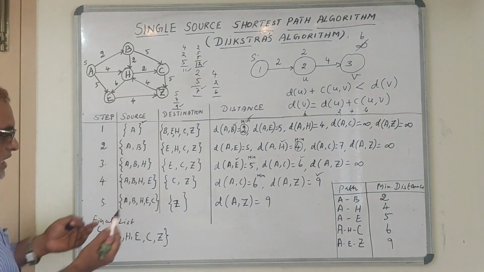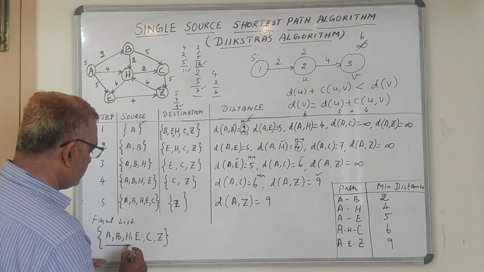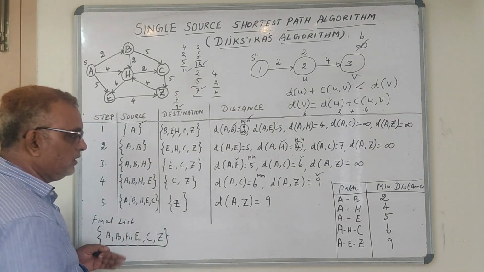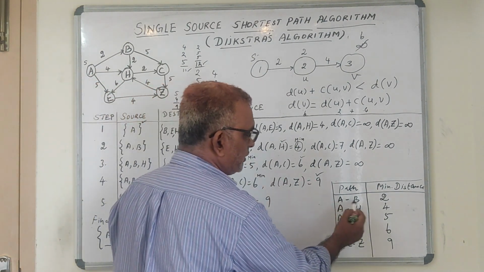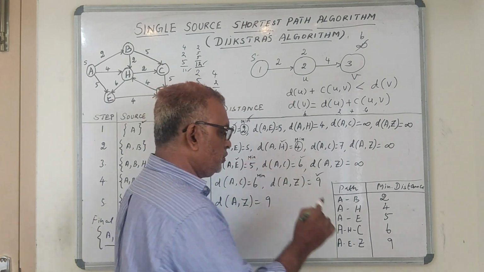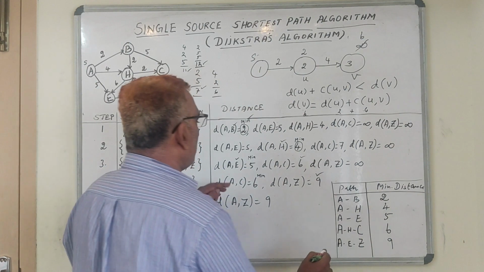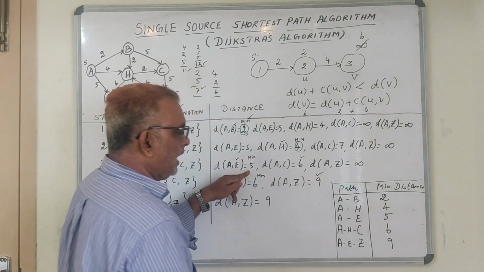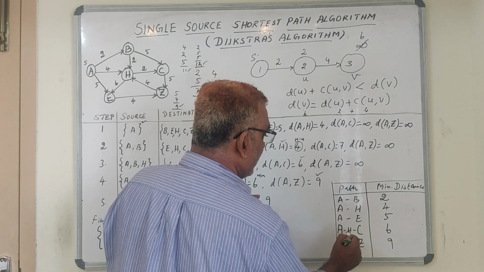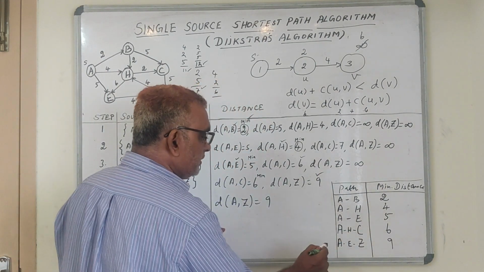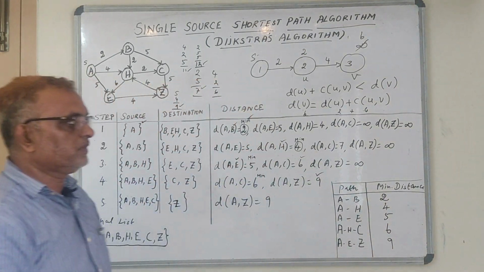Now take all the values in the list: A, B, H, E, C, Z. You got the list. As far as the paths are concerned, A to B, the minimum value is 2. A to H, the minimum value is 4. A to E, the minimum value is 5. A to C, the minimum value is through H, that is 6. Similarly, A to Z through E, the minimum value is 9.